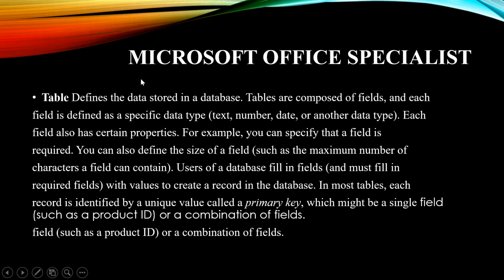So here we have the Microsoft Office Specialist definition of a table. What's a table? A table defines the data stored in a database. As you studied in your first slide, tables are composed of fields, and each field is defined as a specific data type like text, number, date, or another data type. Each field has certain properties. For example, you can specify that a field is required. You can also define the size of a field, such as the maximum number of characters a field can contain.